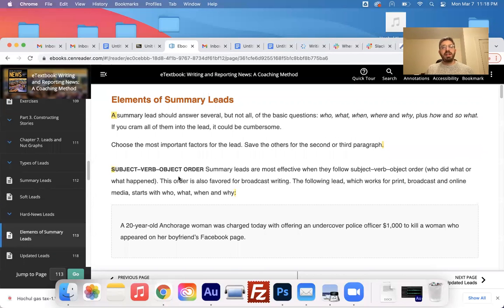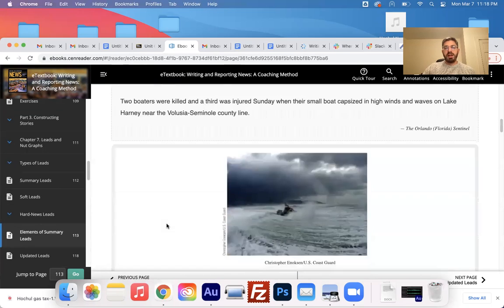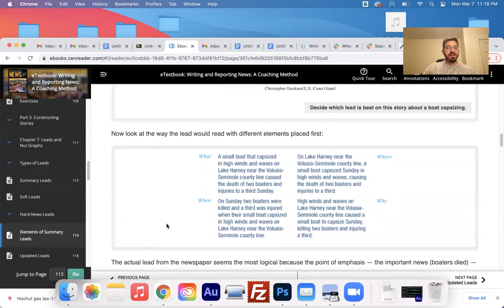A summary lead should answer several, but not all, of the basic questions of who, what, when, where, why, plus how, and so what. If you cram all of them into the lead, it could become cumbersome. Choose the most important factors in the lead and save the others for later. Subject, verb, object order. And it gives you some examples, lots of examples.